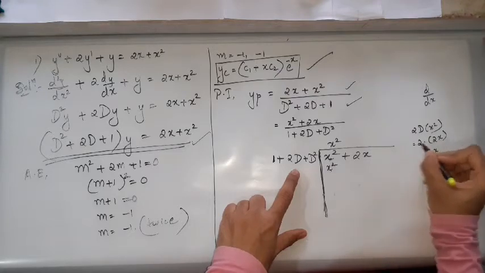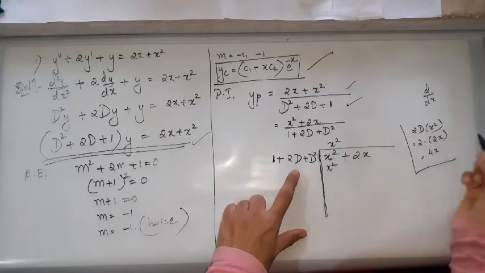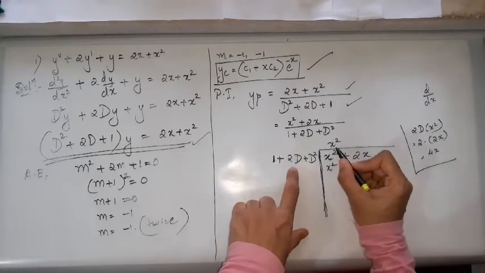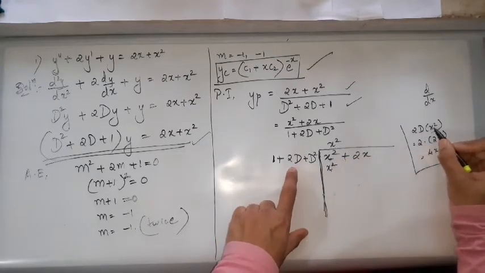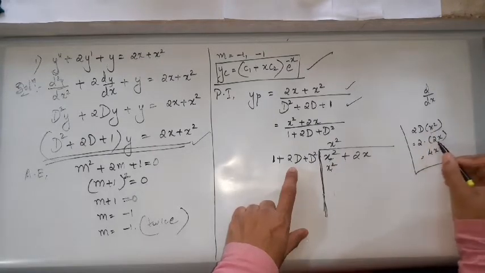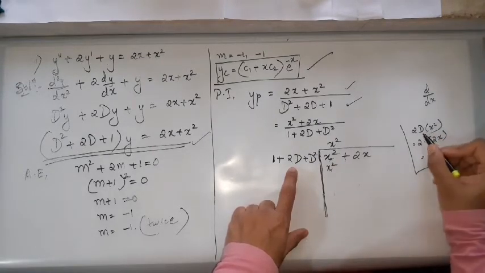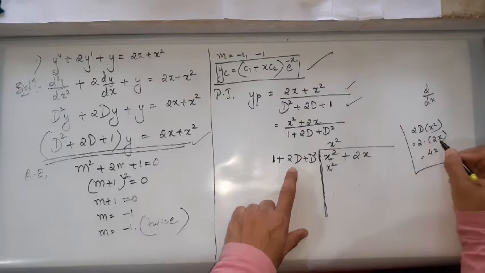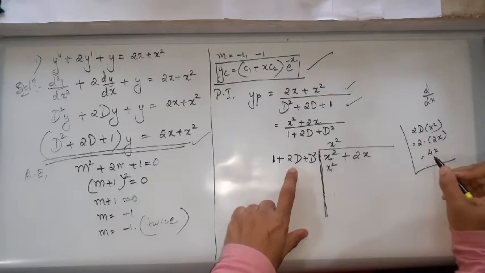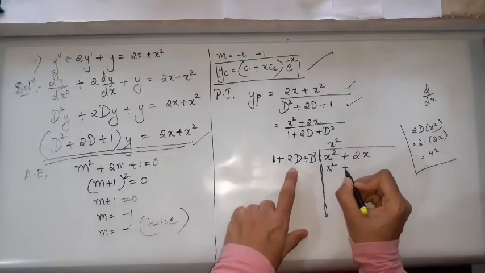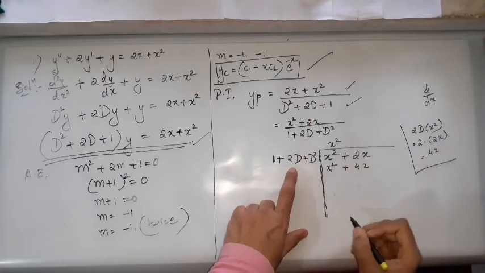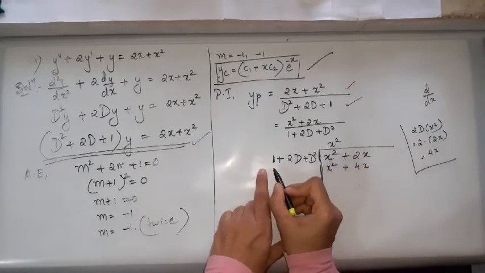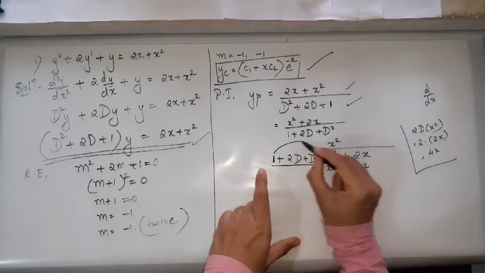Just see, I have done a small work here for this. You are multiplying this 2d with x square, so you get 2 times d of x square. The derivative of x square is 2x. D is nothing but d by dx, I have told you a number of times. So it becomes 2x into 2, which results in 4x. Write it below this term, plus 4x. So each term written here, you have to multiply with this.